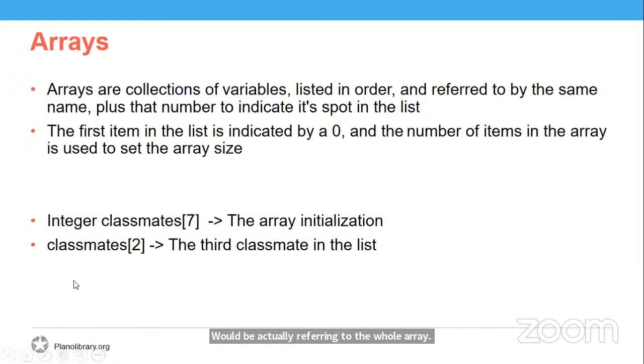Okay, so we have a couple of example initializations for arrays down here. We have an array of integers called classmates, and there are 7 classmates on that list, but they would be listed as classmates 0 through 6. Classmates 7 is usually only really seen during the initialization. And then classmates 2 refers to the 3rd classmate in the list.